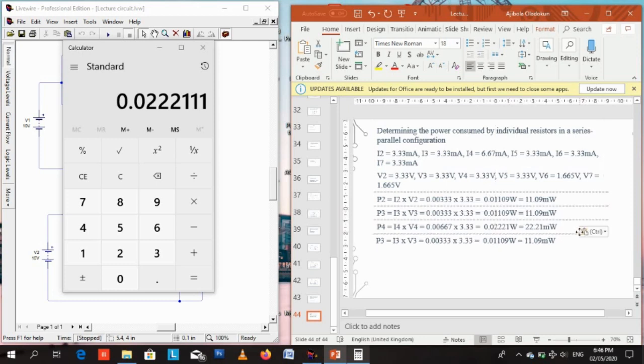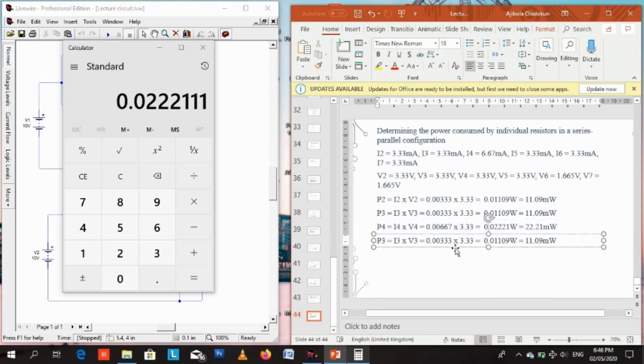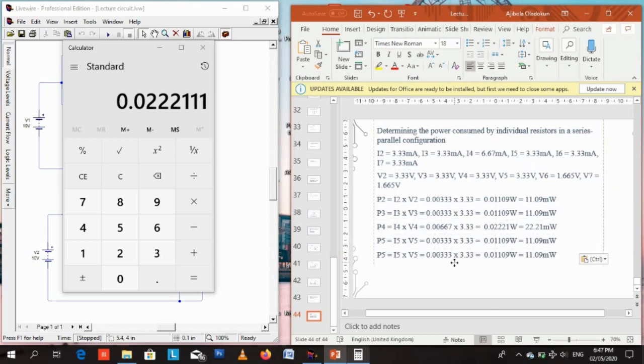So let's go. We want to get P5 now. P5 is the next power we're trying to obtain. P5 will be I5 multiplied by V5. Now I5 is 3.33 milliamperes, and then V5 is 3.33 volts. So the current will basically be the same. That's 11.09 milliwatts. Sorry, the power rather. The power P5 will be the same as we got for P2 and P3, because the values are the same.